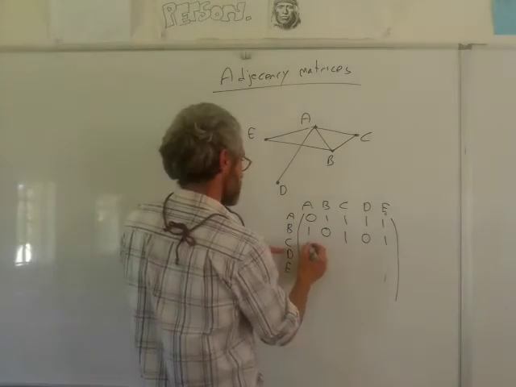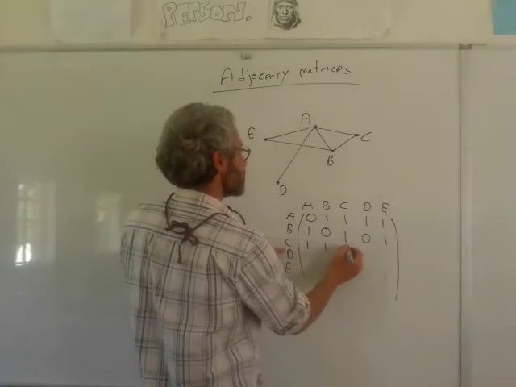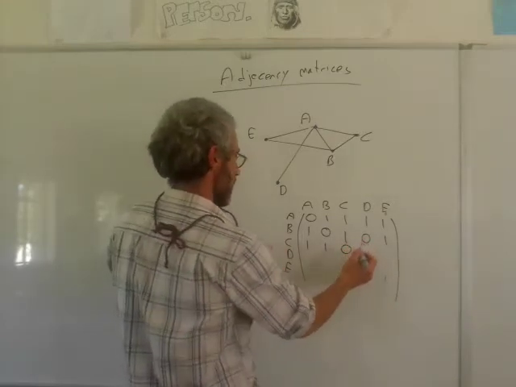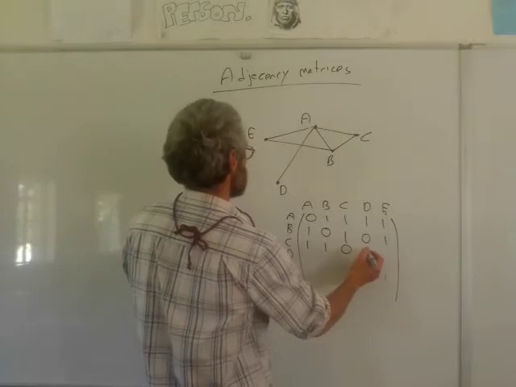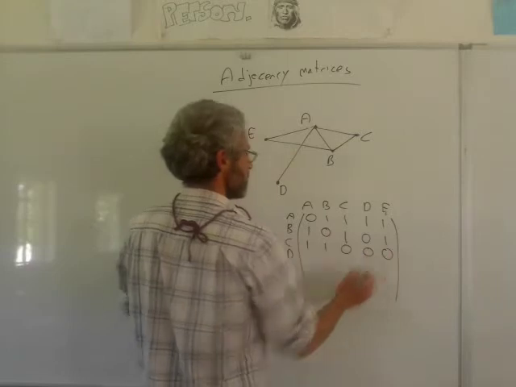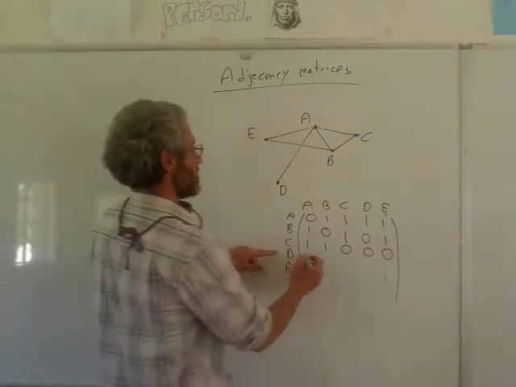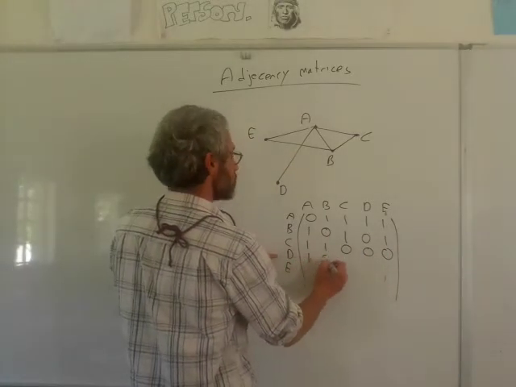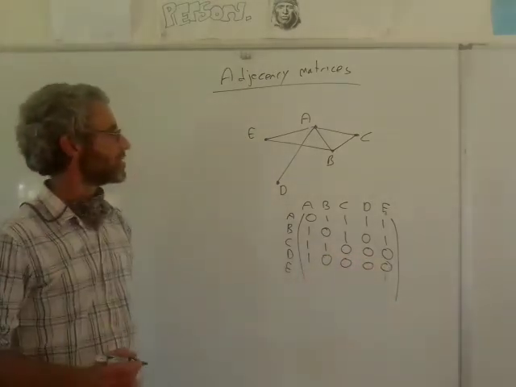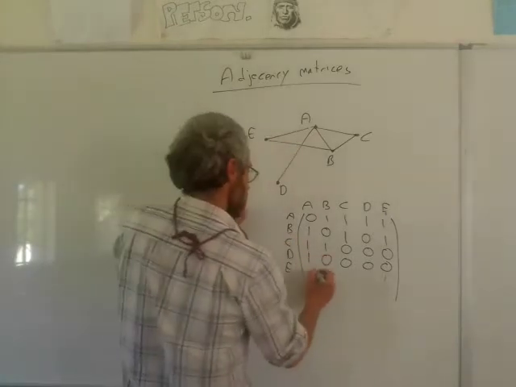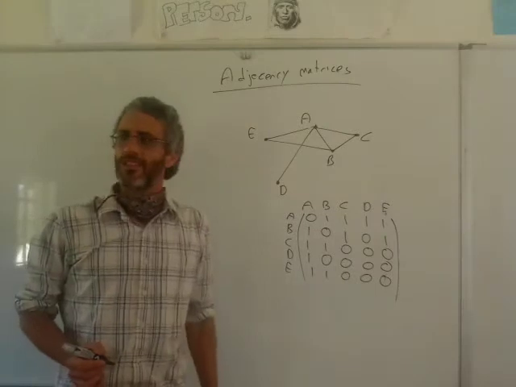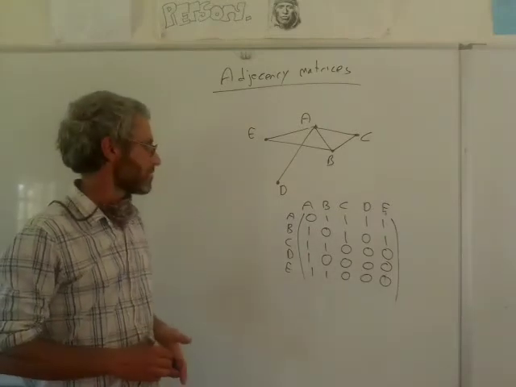Okay? C is connected to A, to B, not to itself. Is it connected to D or E? No, it's not connected to D or to E. And then D is connected to A, not to B, not to C, not to anyone else, just connected to A. And E is connected to A and B, but nothing else. That's it. That's the adjacency matrix.